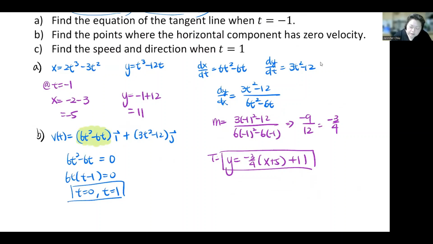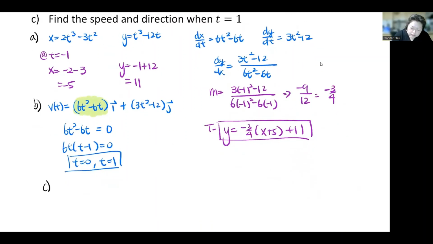Okay, lastly, part C, find the speed and direction when t equals 1. So what is speed? Well, speed is defined as the absolute value of v of t, right? So it is the velocity, but without direction. So it's the absolute value of v of t. But then in vector form, this is also the magnitude.